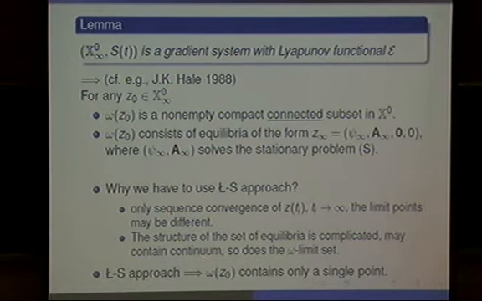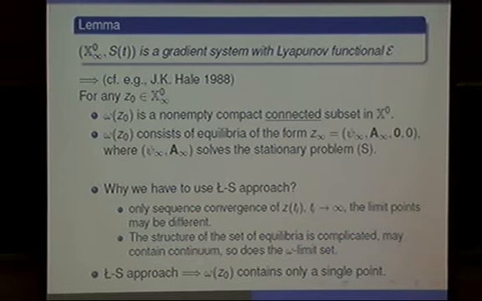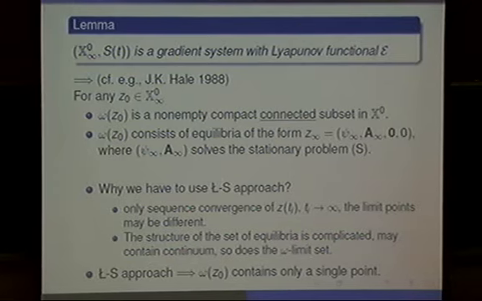On the other hand, I have mentioned that the solution set of the stationary problem is complicated. Although we know that the omega lambda set is a subset of it, we do not know the structure of the omega lambda set. In some cases, we can show that the set of equilibria contains an equilibrium continuum. So maybe the omega lambda set can contain some continuum.